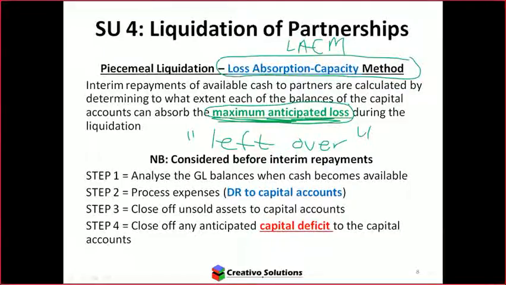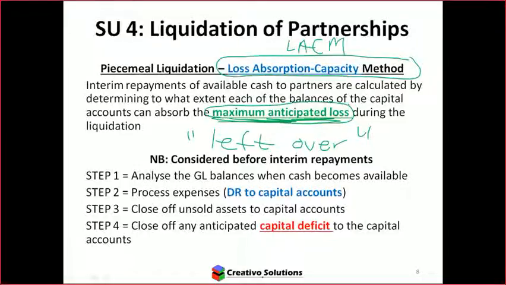So you're assuming you can't sell any more of your assets, and with what's left over, we're going to look at who actually is entitled to it. It'll make more sense when we look at an example. So just remember it's maximum anticipated loss. We're saying in today's terms, if I can't sell any more of the assets, what do I have and who gets what's left? That's what we're looking at.